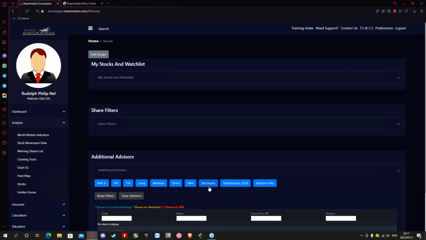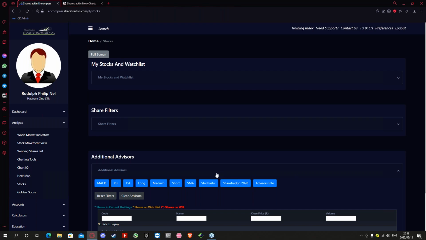And then the stochastic more or less works the same as the RSI. Both of them are parts of the oscillator family. In this case, we would be using the stochastic because that is usually a confirmation indicator. The RSI you only use on your chart. You can use it here as well, or you can use RSI and stochastic on the same list, but we're going to work with long and stochastic. Sharetrackin 2020 we would explain in tomorrow's webinar.